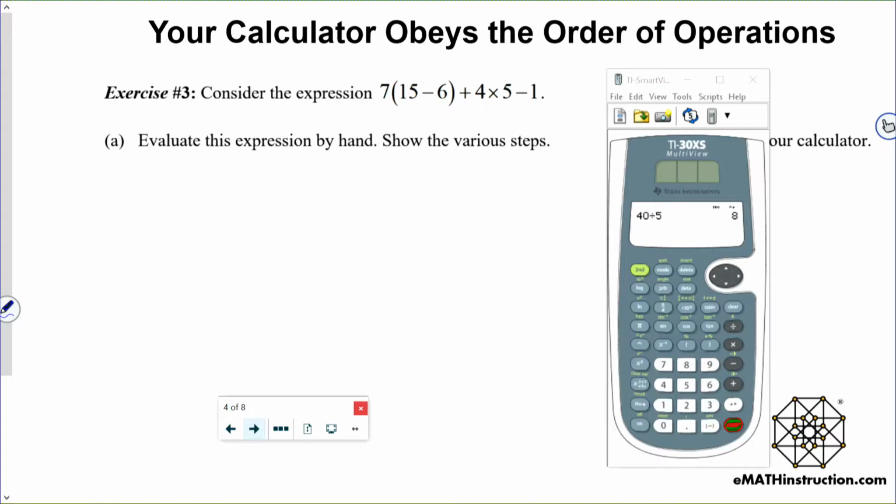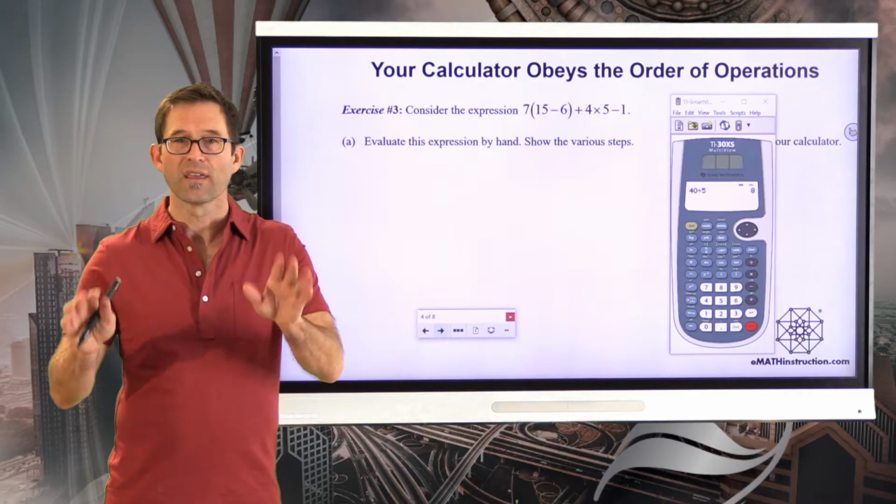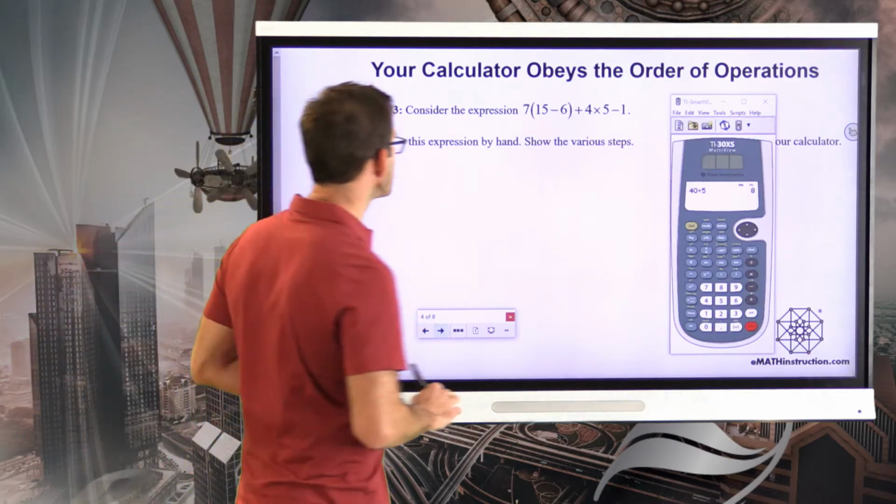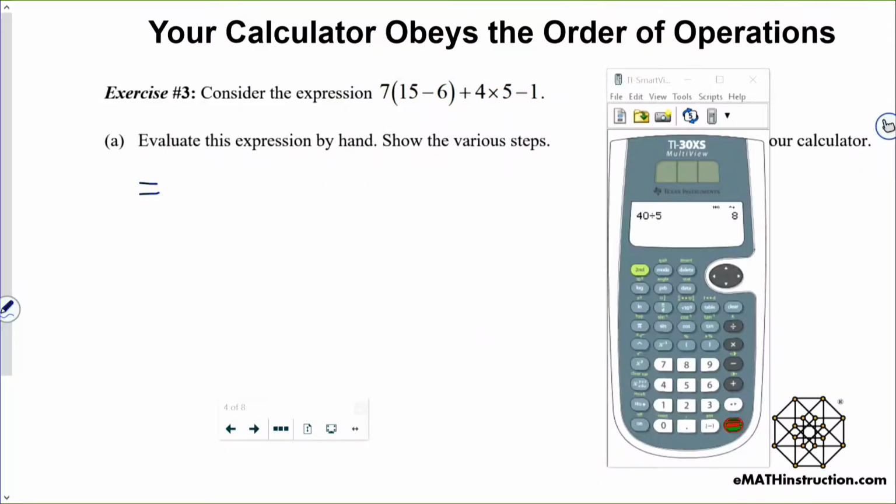So exercise number 3. Consider the expression 7 times the quantity of 15 minus 6 plus 4 times 5 minus 1. Letter A asks us to evaluate this expression by hand, showing the various steps. So let's do this one together. Okay, so everyone together, let's do this. If I'm going to rewrite the expression right now, 7 times 15 minus 6 plus 4 times 5 minus 1. So order of operations tells me, okay, I have to do the 15 minus 6 first.